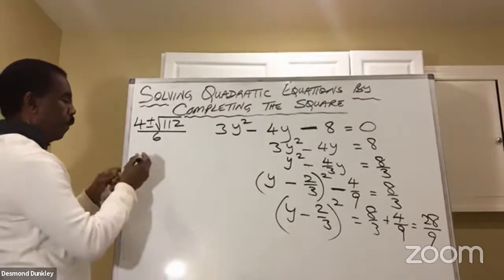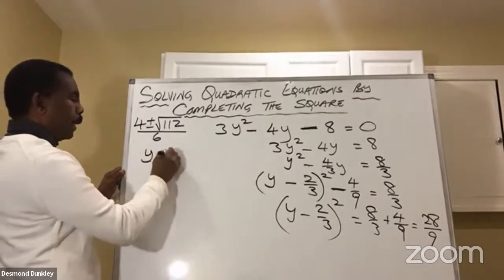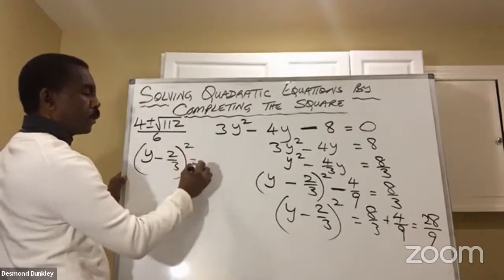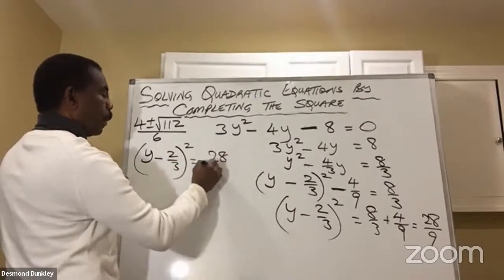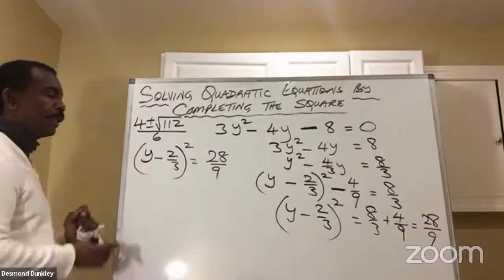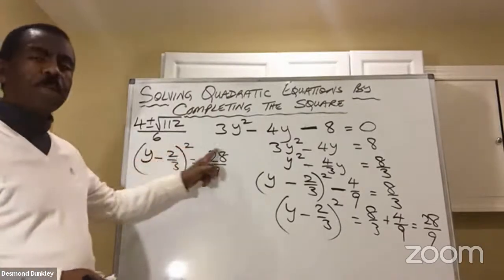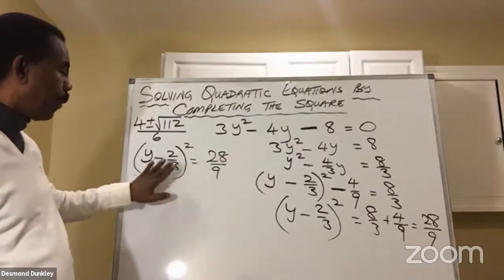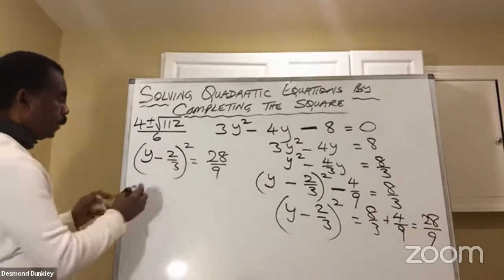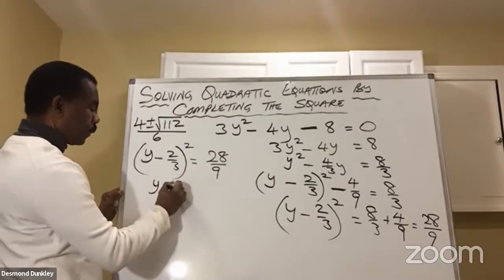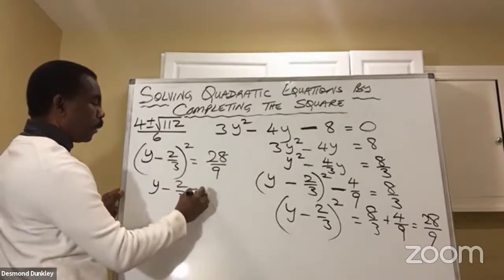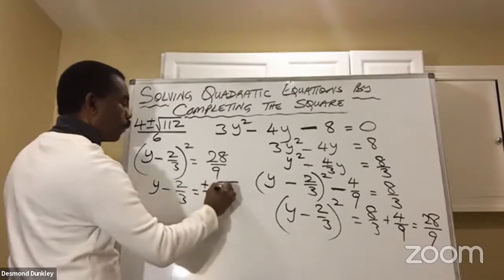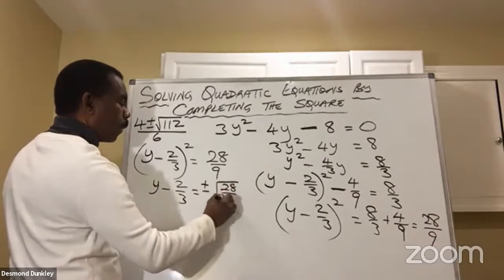So we have (y - 2/3) squared equal to 28 over 9. So now I need to find the square root of both sides, so I can get to the y. I want to get rid of the parentheses. So therefore y minus 2/3 is equal to plus or minus the square root of 28 over 9.